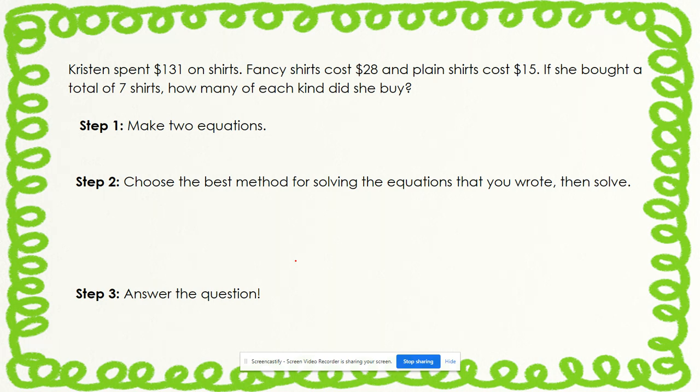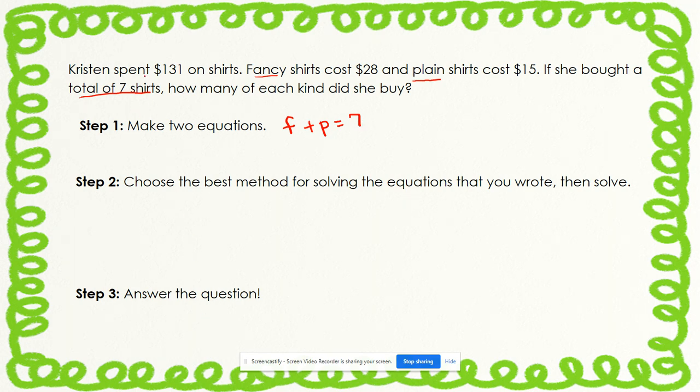So the first step for this is to make two equations, because to solve a system, you have to have two different equations that can be used. So if I know that she spent $131 on shirts, and I need to know how many of each kind she bought, what I first know is that she bought a total of 7 shirts. I know that some of them are fancy and some of them are plain, and I don't know how many were fancy and how many are plain. But what I do know is that however many fancy shirts she bought, plus however many plain shirts she bought, gives us a total of 7 shirts, because she bought a total of 7 shirts.